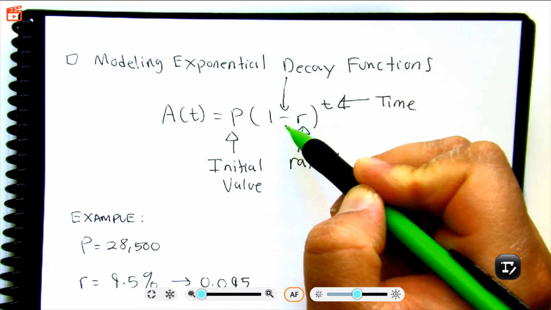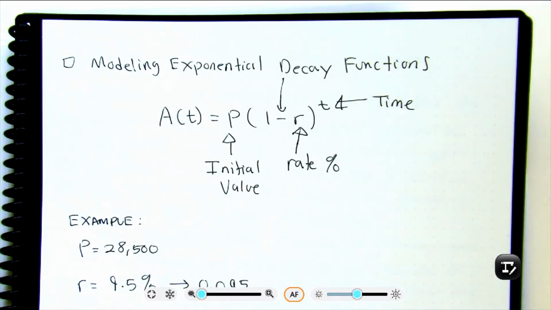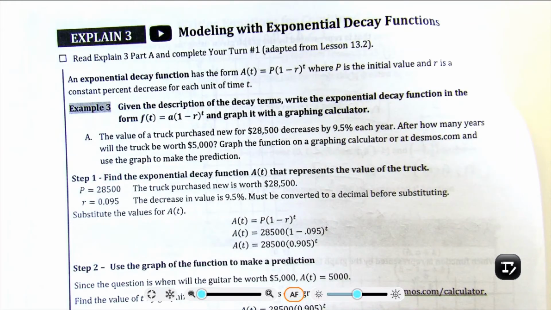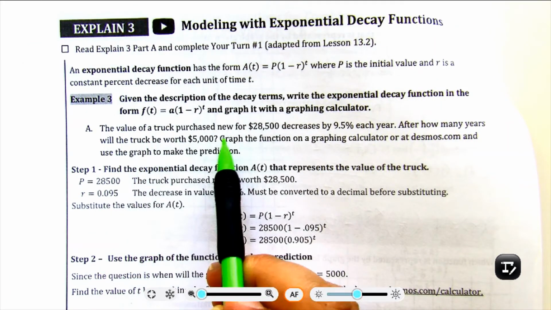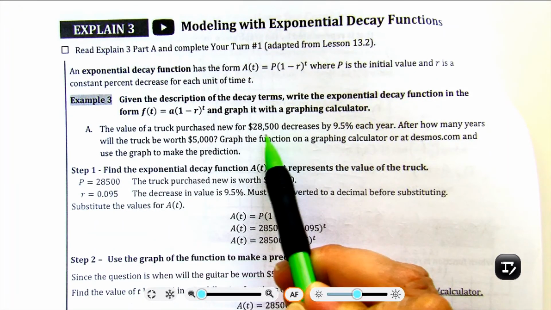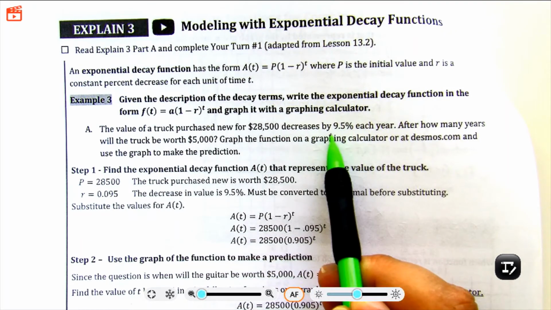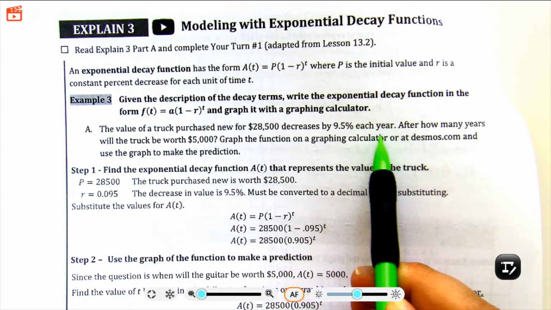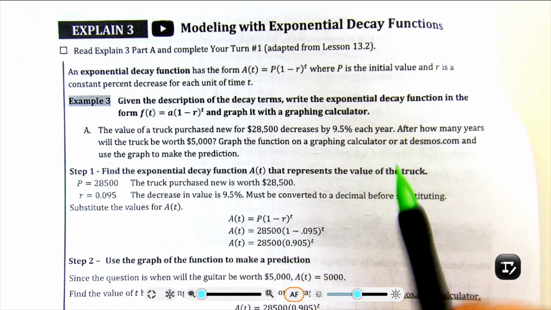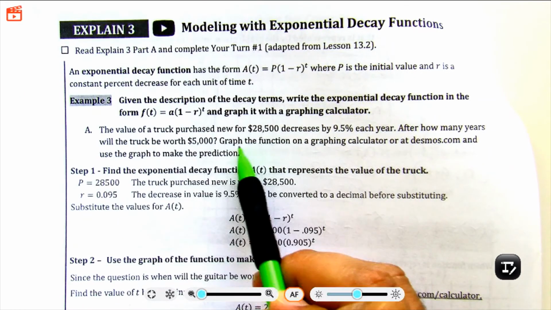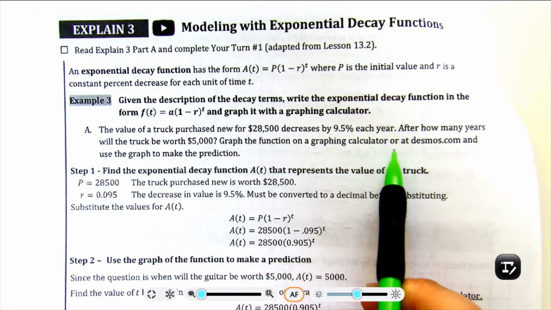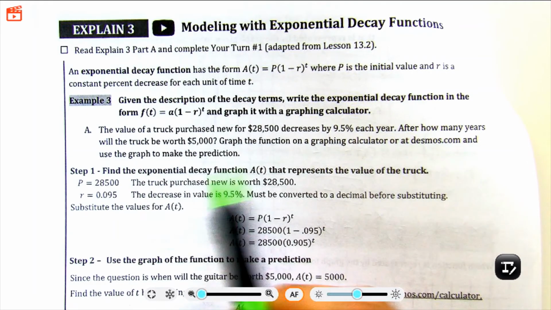So let's look at an example. Let me read a problem. The value of a truck purchased new for $28,500 decreases by 9.5% each year. After how many years will the truck be worth $5,000? Graph the function on a graphing calculator or at desmos.com and use the graph to make the prediction.